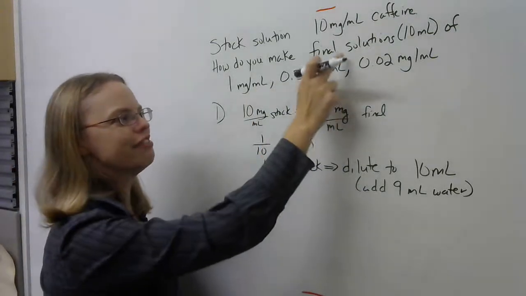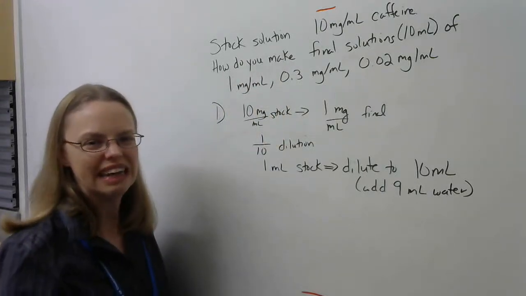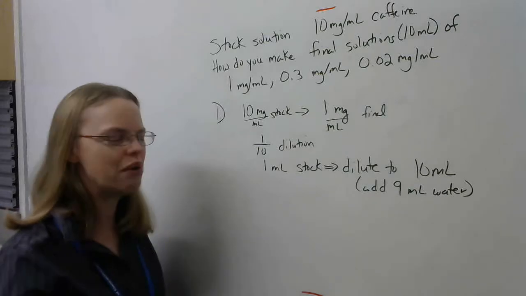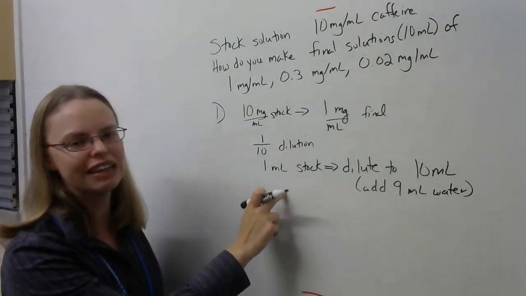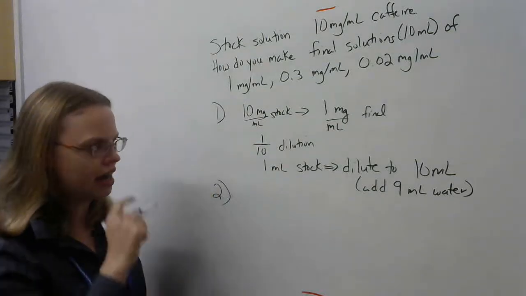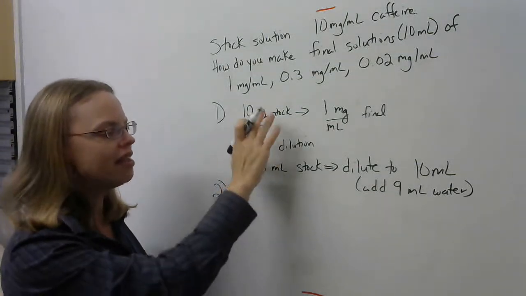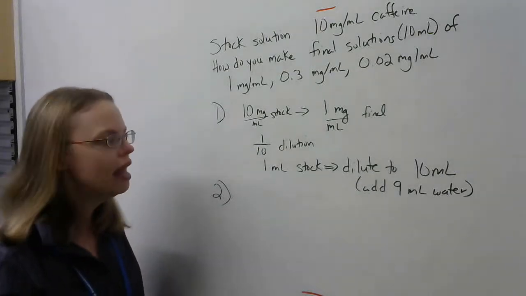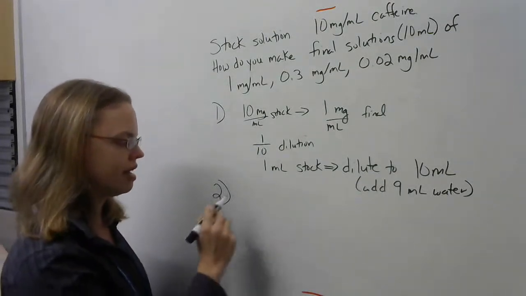But if we look at a different one, like 0.3, now this strategy is kind of weird. I could go off of it, but it would be better if I had done this one a different way. So we're going to look at a second strategy for this first one. Rather than just figure out the dilution in my head, oh, that's a 1 to 10 dilution, instead, let's go with this.